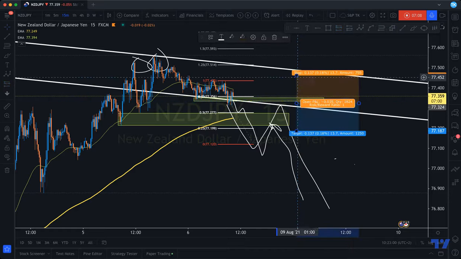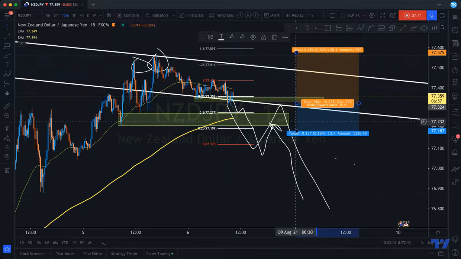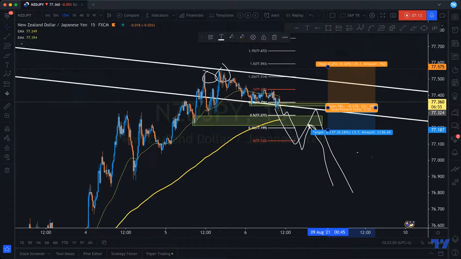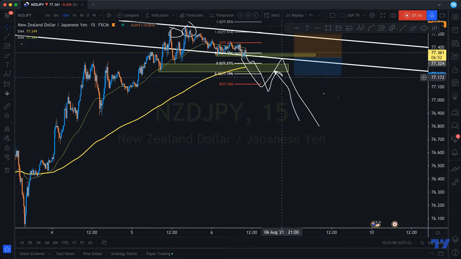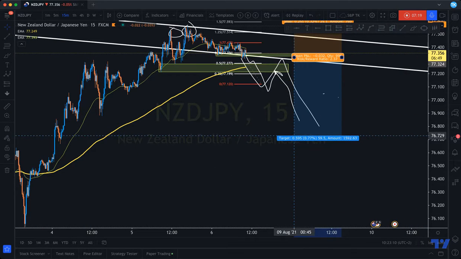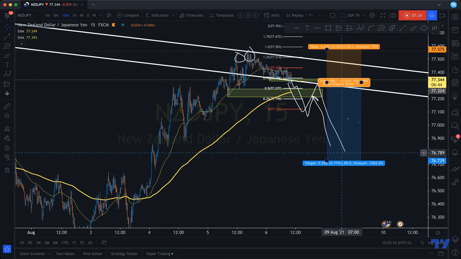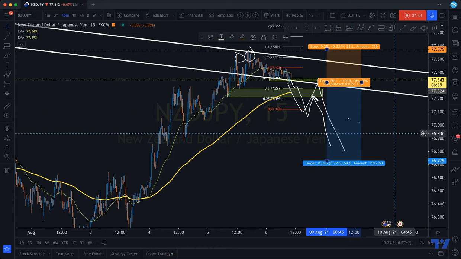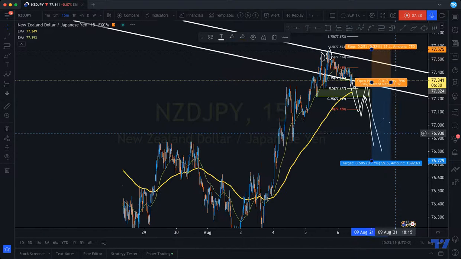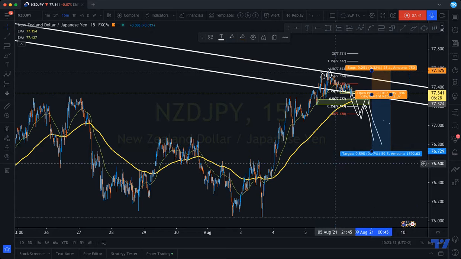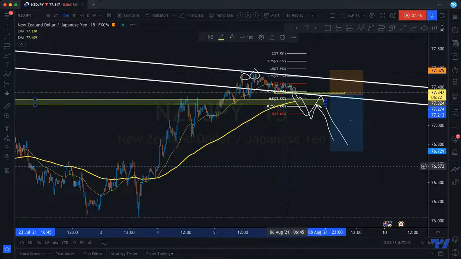So this could be the entry, stop loss just a few pips above the higher high, and as I told you, this will be the TP. This is 2.3 risk reward ratio. So it is not so much. I know that, but to be honest, it is the best that I can personally do right now.